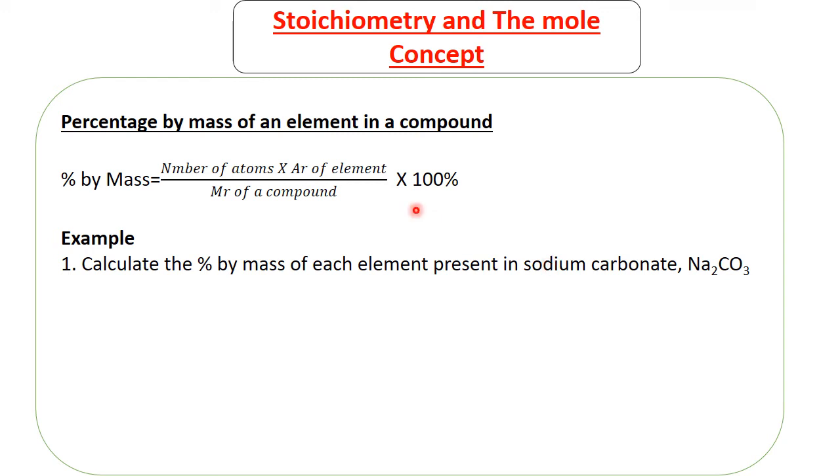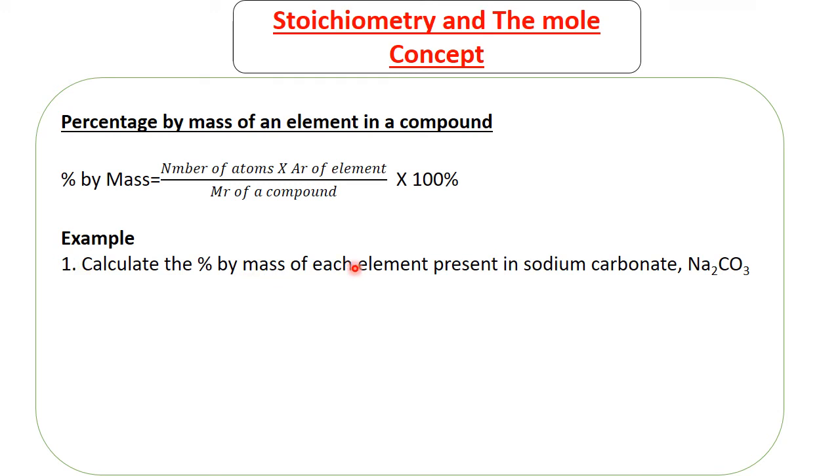Next, we look at a concept called percentage by mass of an element in a compound. If you have been given a compound, there's a way to calculate the percentage by mass of that element in that compound. The formula is you have to know the number of atoms, then you multiply by the relative atomic mass of that element. For example, let's say hydrogen, the relative atomic mass of hydrogen is 1. So if in a compound there are 3 atoms of hydrogen, you multiply that by 3, then you divide by the molar mass of whatever compound it is. You multiply by 100%. Here's an example.